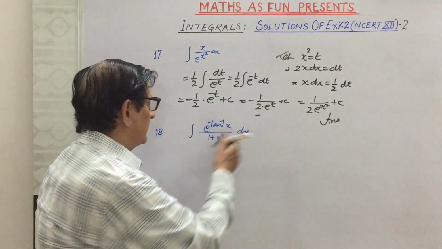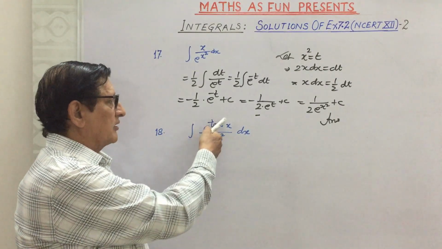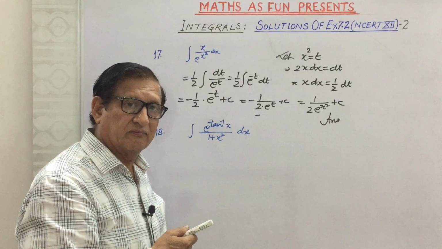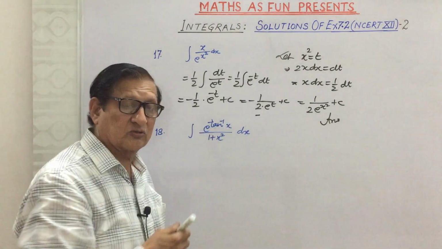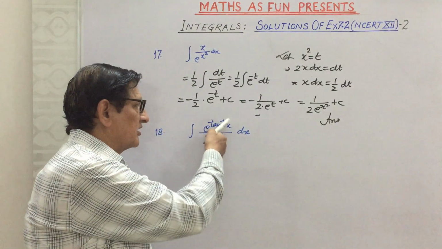Question number 18 here is integral of e power tan inverse x upon 1 plus x square. And we know derivative of tan inverse x is 1 upon 1 plus x square. So we can consider tan inverse x as t.